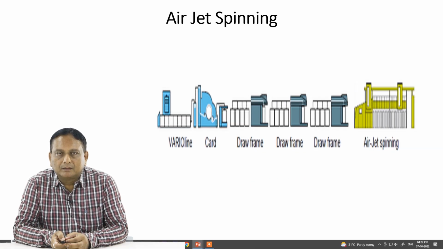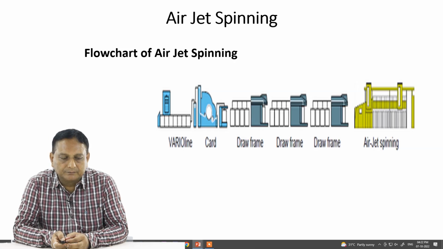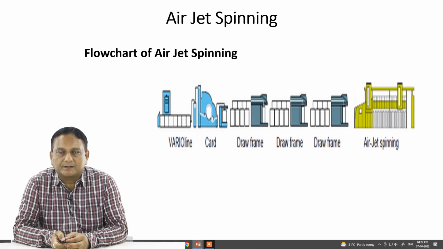As we can see, this is a flow diagram or flow chart of air jet spinning. So as you can see, card, draw frame 2, draw frame 3, and then the air jet spinning process is there. So air vortex is the main thing here which is getting created.